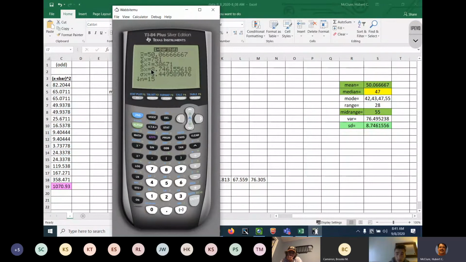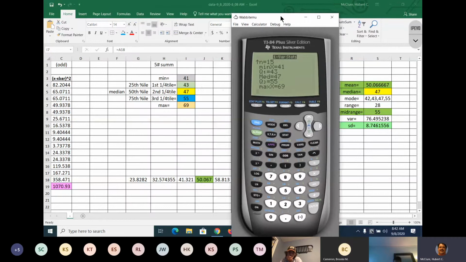Let's check our 5-number summary. 41, 43, 47, 55, 69. Well, what about the box plot, Hubert? Well, I showed you how to do that last week also, but we'll go ahead and do it again. Hit second, stat plot, make sure that you turn it on.